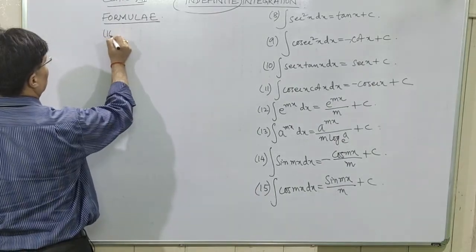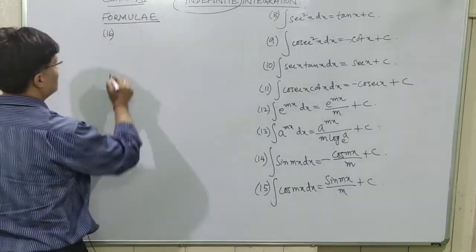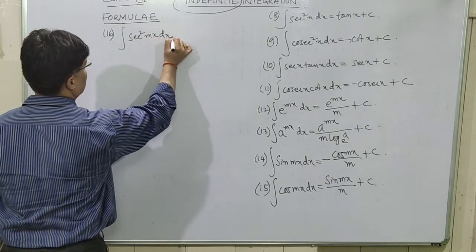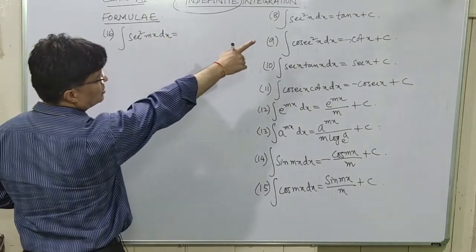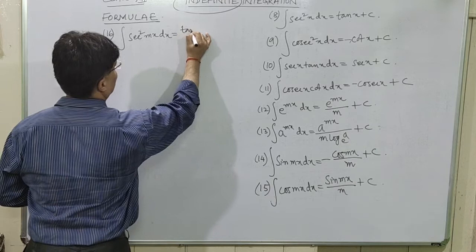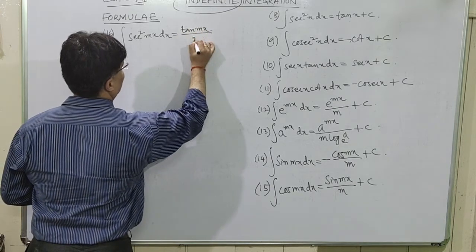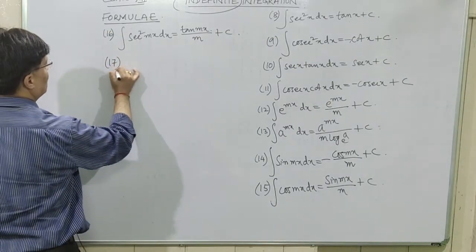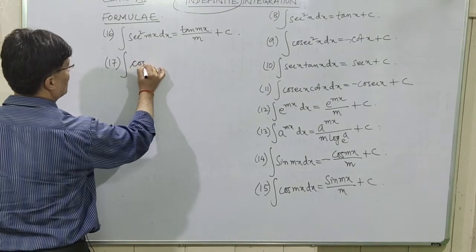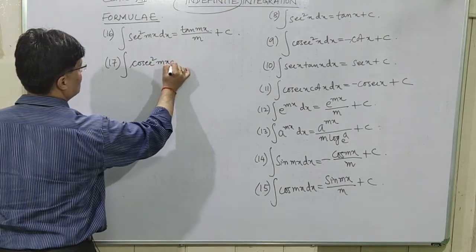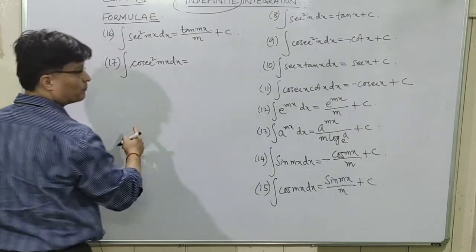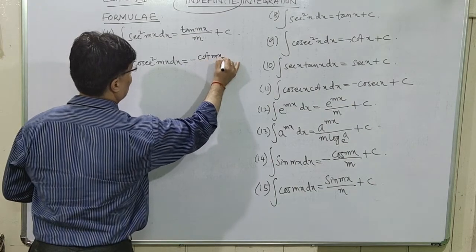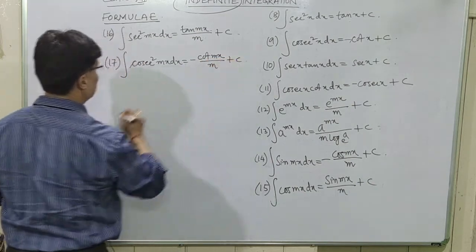Now number 16 is integration of sec square mx dx. Just as here sec square x gives tan x, similarly here m is also there, so after writing tan mx, dividing by m plus c. Okay? Then 17, integration of cosec square mx dx is equal to, it is just like minus cot x plus c, but here it becomes minus cot mx divided by m plus c.